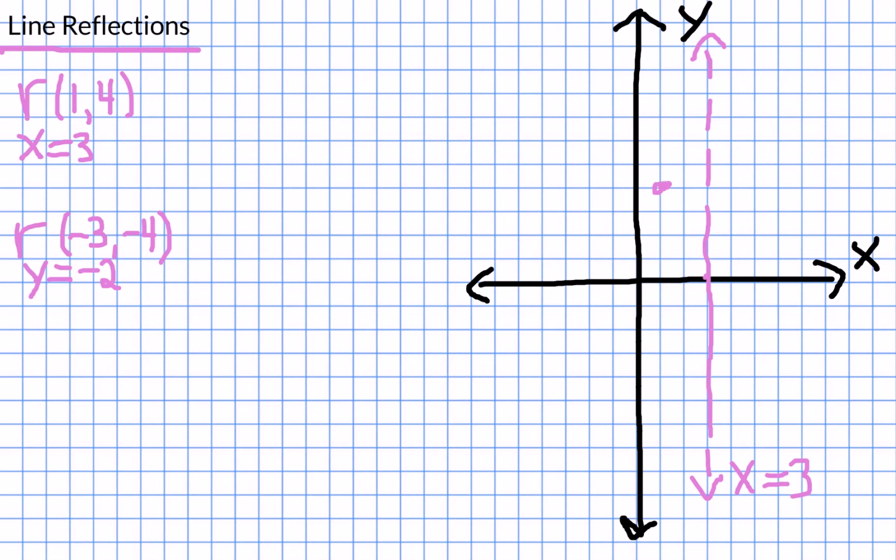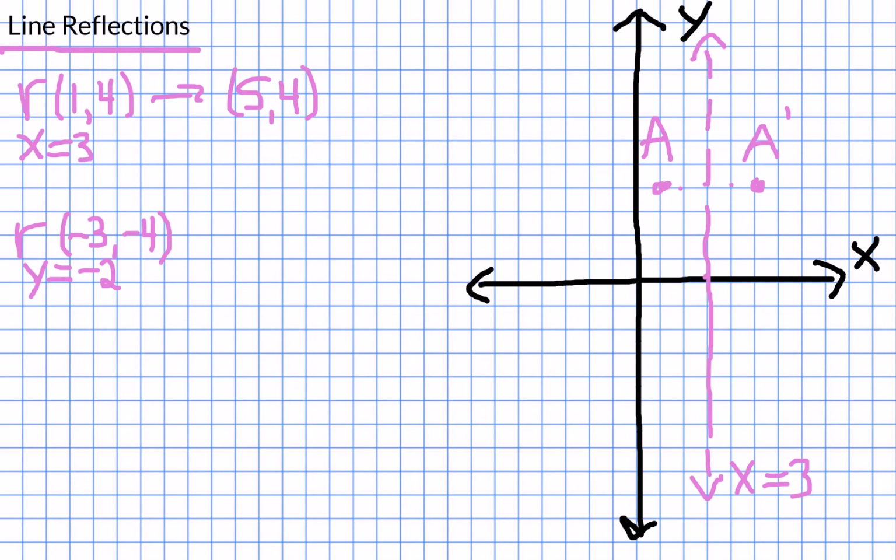To reflect this point, let's call it A, in the line x = 3, I need to count how far that point is to the line of reflection. It happens to be 2 units away. I continue 2 units away on the other side and mark my reflection, which will be called A prime. The coordinates of which are 5, 4. So that point became (5, 4). That's the image.